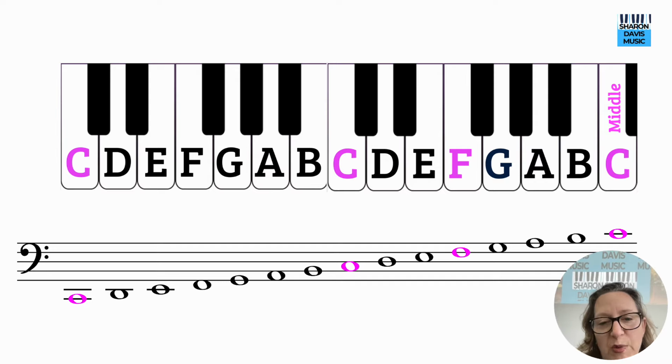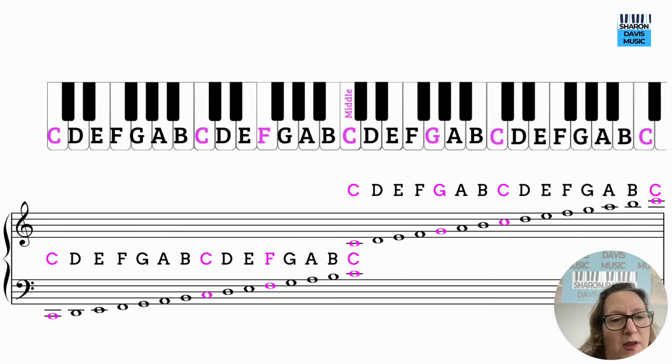So the process is going to be the same. As long as you can remember a few Cs and a note that's going to help you from the clef, you can work out all of the rest. And this is what the entire thing looks like.